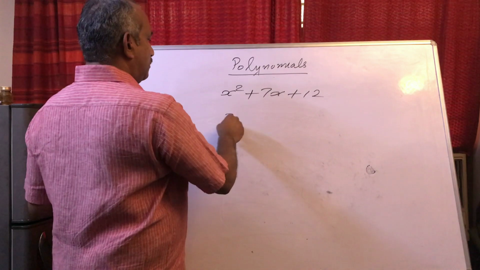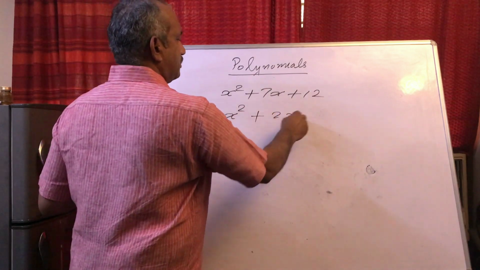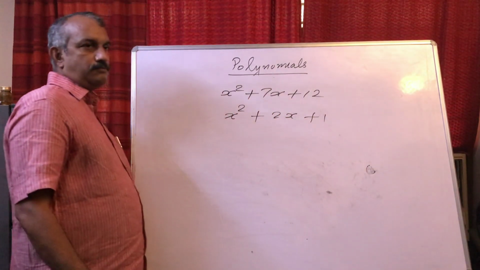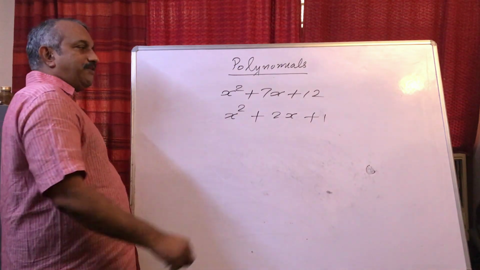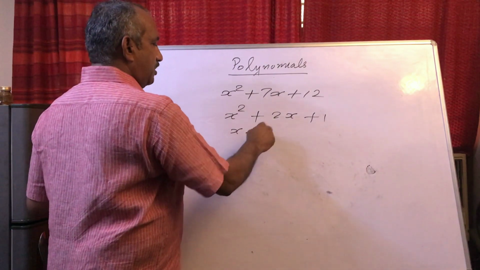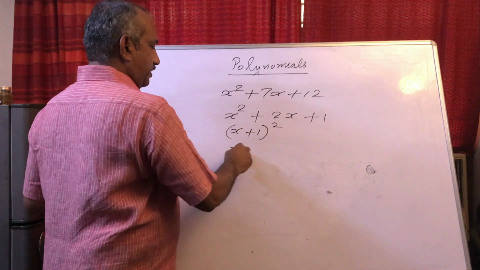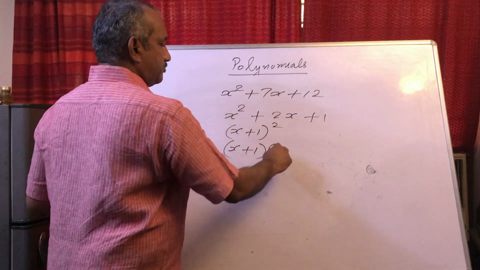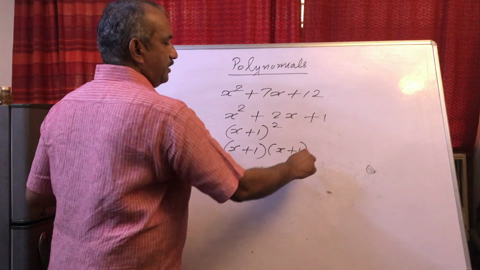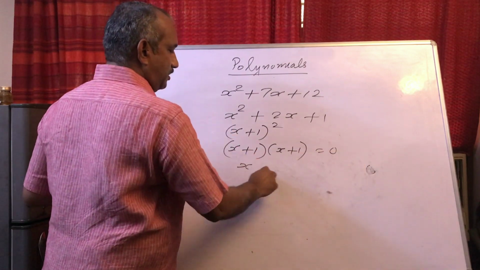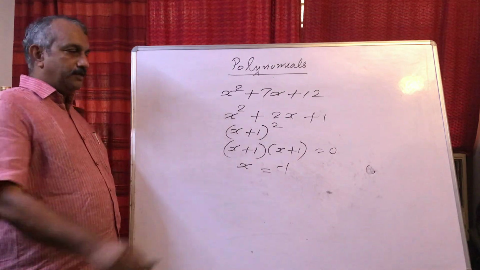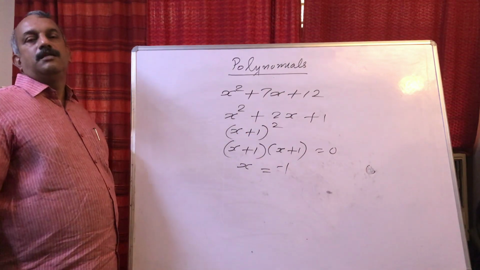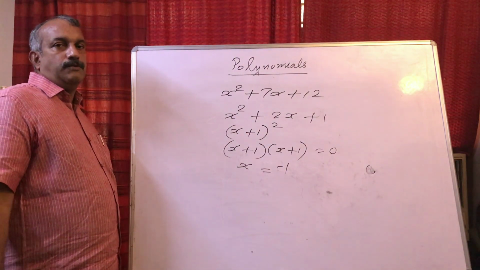Now if it is in the form x square plus 2x plus 1, this is in the form of the first identity, and when we factorize we will get x plus 1 the whole square, or x plus 1 into x plus 1, and equal to 0 means x is equal to minus 1. We'll come to this point again later. So in this case there is only 1 zero.